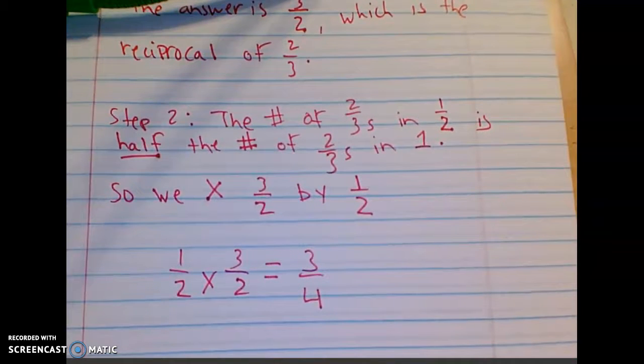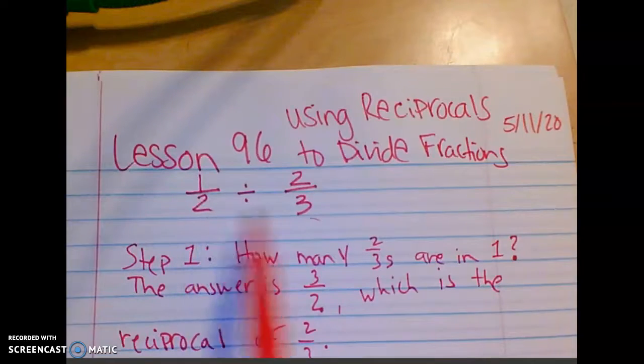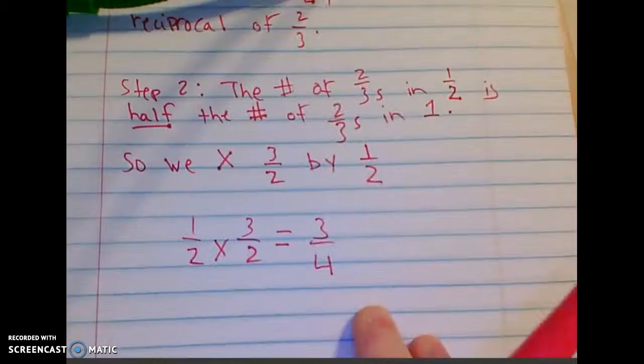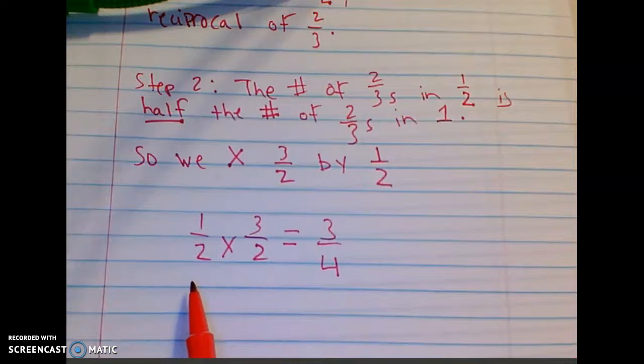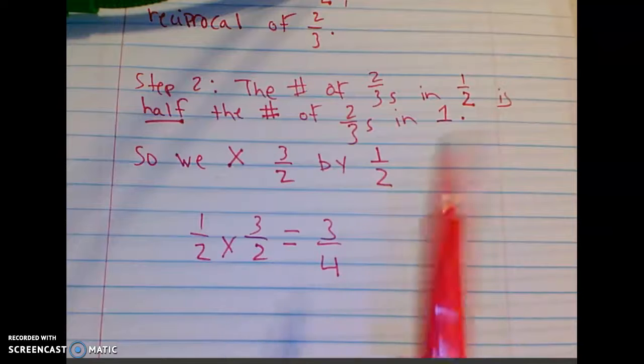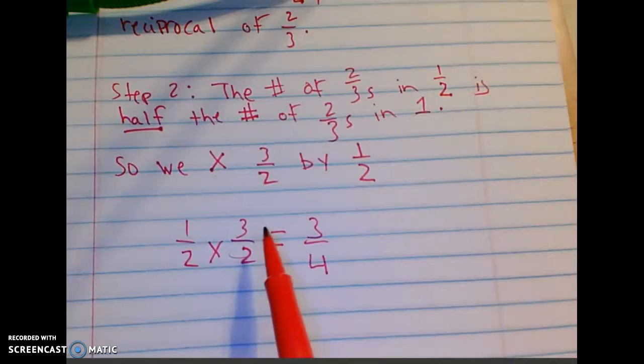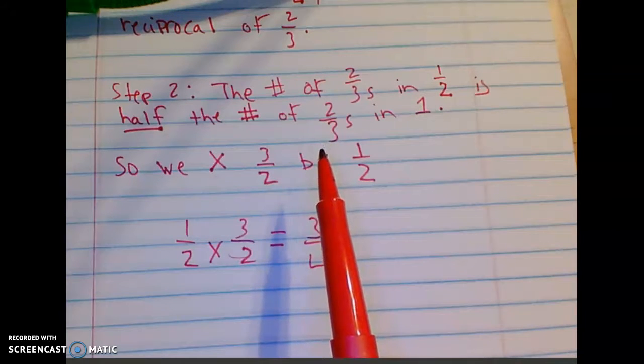So you should be a little prepared for this because I've already introduced you to reciprocals. Now this method changes the division problem into a multiplication problem. So instead of dividing 1/2 by 2/3, as you can see, we ended up multiplying 1/2 by 3/2, right? And 3/2, that's the reciprocal of 2/3.